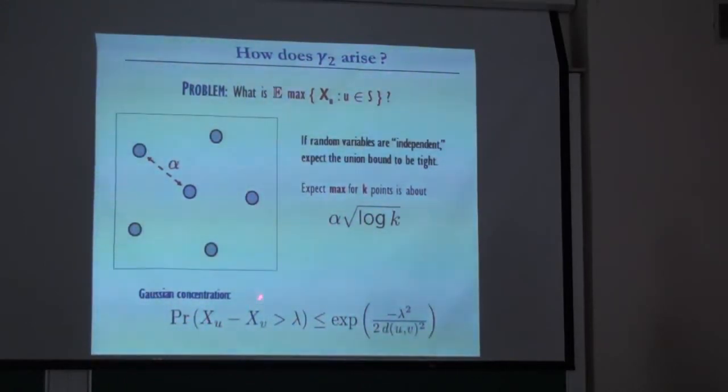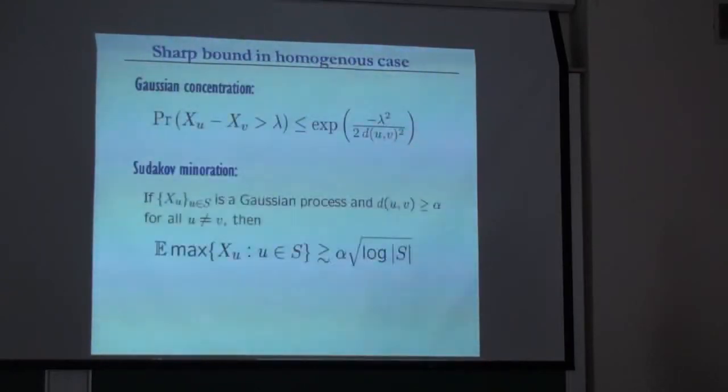So the key to get that as an upper bound is to just use the Gaussian concentration inequality. This is just coming from the tail of a Gaussian variable, a very elementary thing. Remember that this d(u,v) squared is just the variance of the difference. So just use that Gaussian concentration and the union bound. Okay?